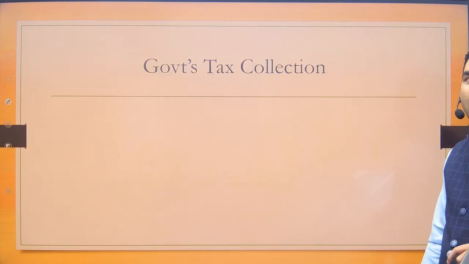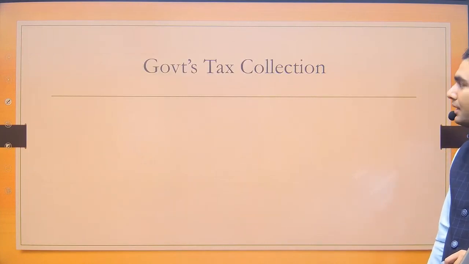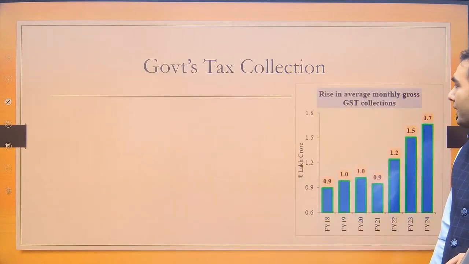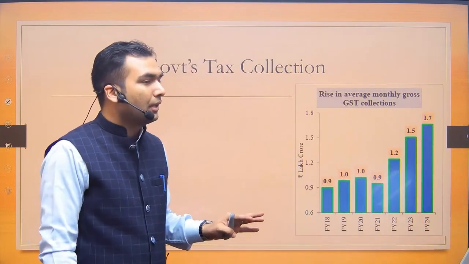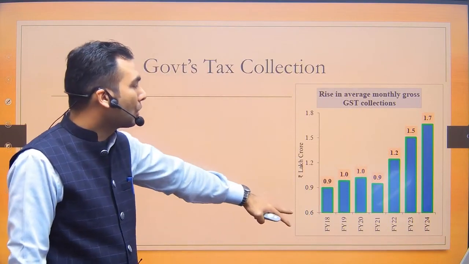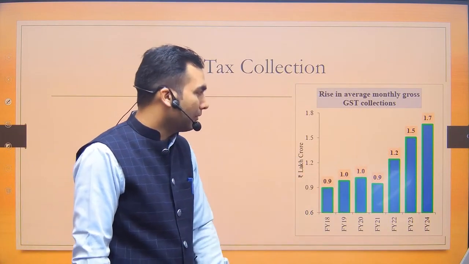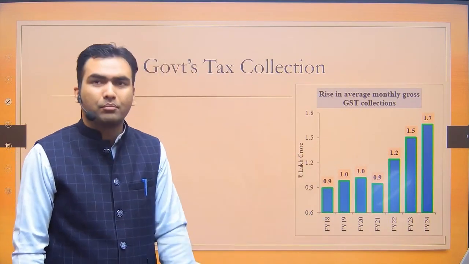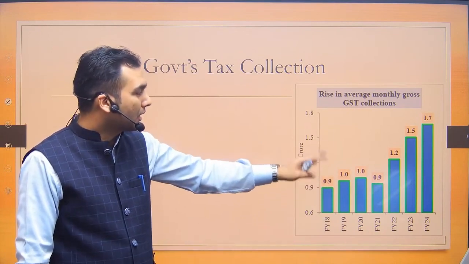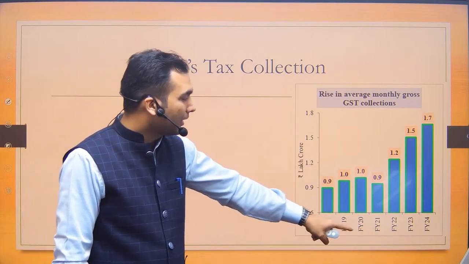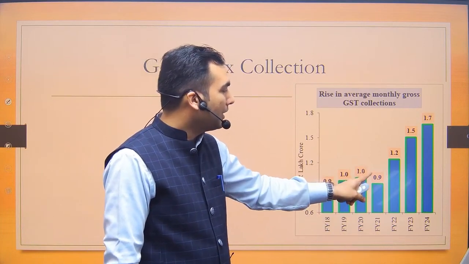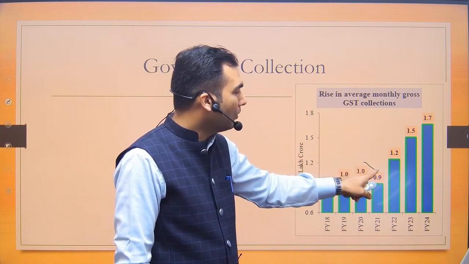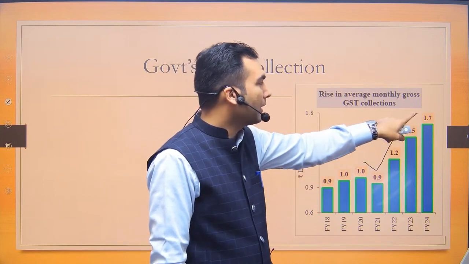Now, if we look at the government tax collection data, what is the government saying? The government is saying that in case of GST, the tax collection has grown consistently. Although the announcement said it has consistently grown, we can see that in financial year 21, the COVID year, the average collection has gone down. Then since then it has been continuously increasing.